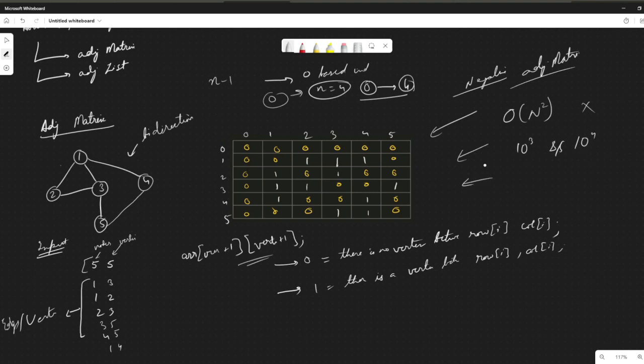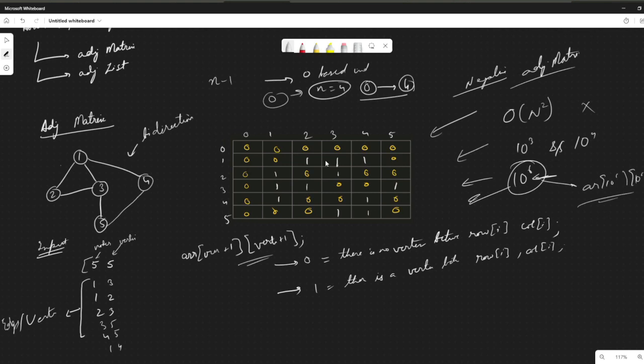Now in the basic input there is a constant of 10 raised to power 6. We cannot make a 2D array of 10 raised to power 6 by 10 raised to power 6. So it is not feasible.